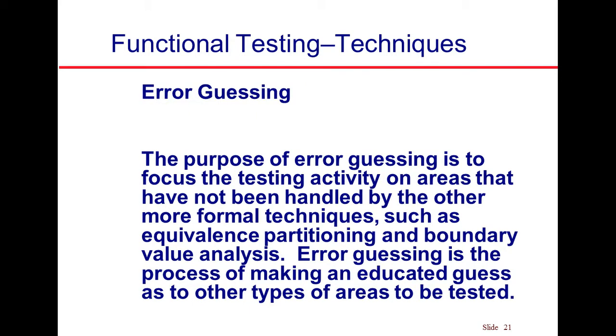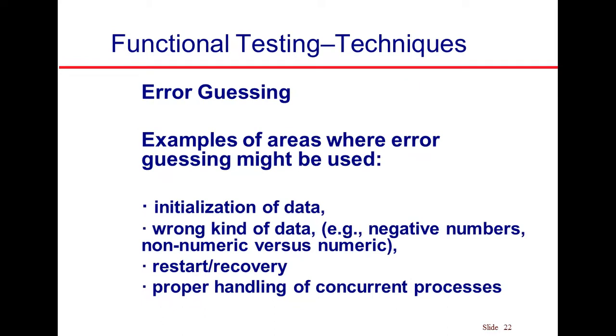Now we talk about error guessing. The purpose of error guessing is basically to focus the testing activities on areas that have not been handled by the other more formal techniques, such as equivalence partitioning and boundary value analysis. Error guessing is the process of making an educated guess as to other types of areas to be tested. Now what are the examples? Initialization of data, wrong kind of data, restart recovery, proper handling of concurrent processes.